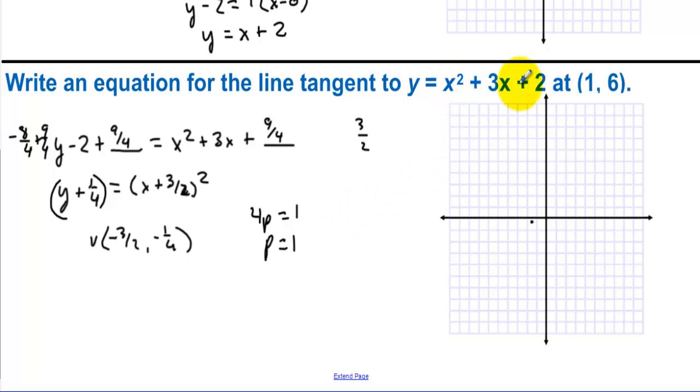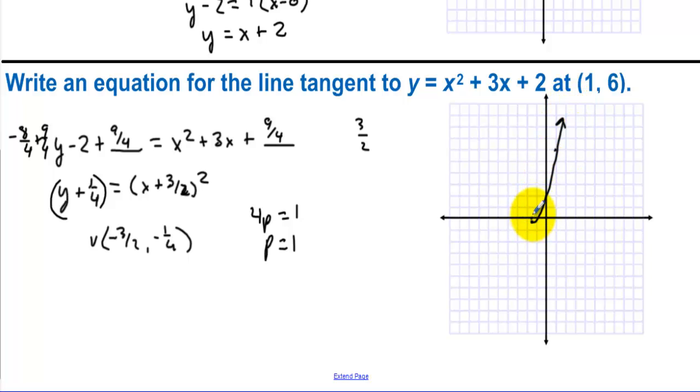Now this parabola opens up because p is positive and x is being squared. So that puts us right on the x-axis for the focus. This parabola is going through the point (1, 6). 1, 1, 2, 3, 4, 5, 6. Right there. And we have the parabola. Now we're looking for the tangent line to the point (1, 6).